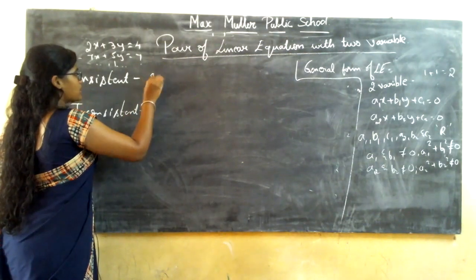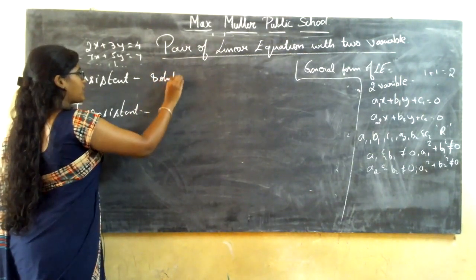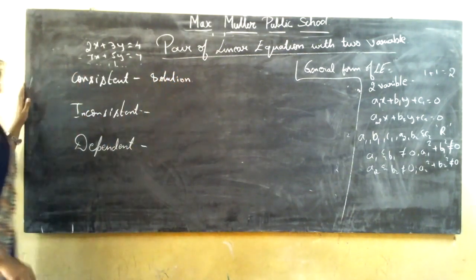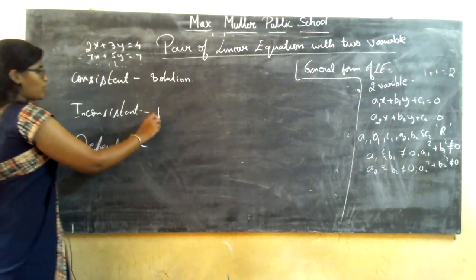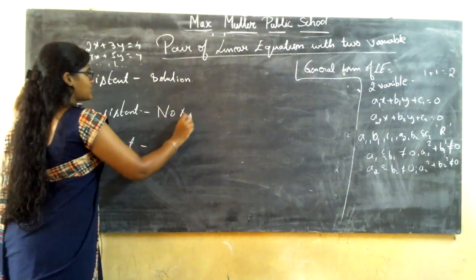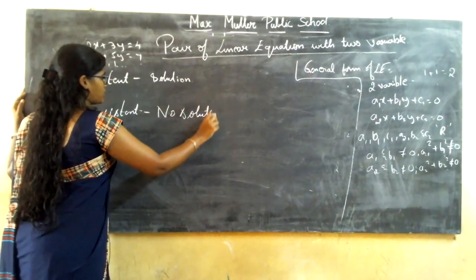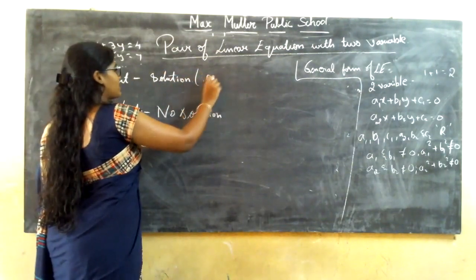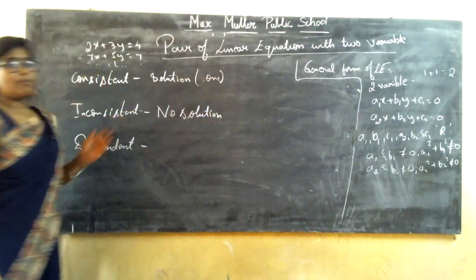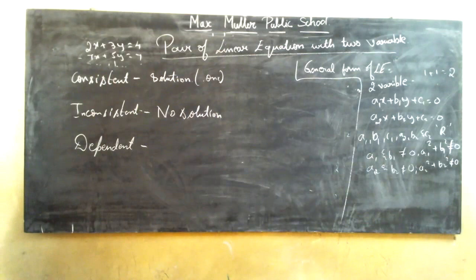If you get a solution, then you are going to say that the two lines are given as a consistent pair of linear equations. If you do not get any solution, then you are going to say it is an inconsistent pair of linear equations. Then what is this dependent? Dependent is whatever points you get, it must not be only one solution. It might be n number of solutions or infinite number of solutions.